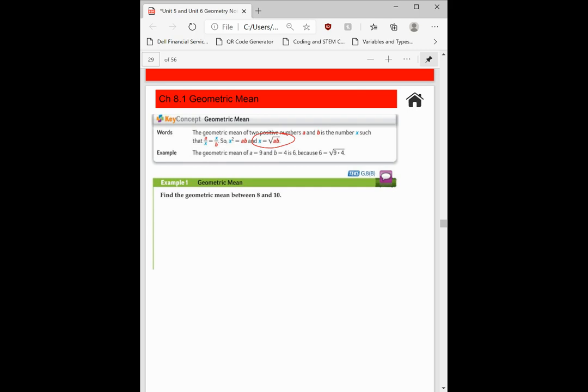So let's go ahead and use that formula for example 1. It says find the geometric mean between 8 and 10. So remember, the formula is x equals the square root of ab. So that means x is equal to the square root of 8 times 10, which is 80. If you remember how to do the factor tree, we can simplify this into a proper radical, which would be 4 square roots of 5, or you could just type it into the calculator and get the decimal answer, which is about 8.9. Okay, and that's our answer.